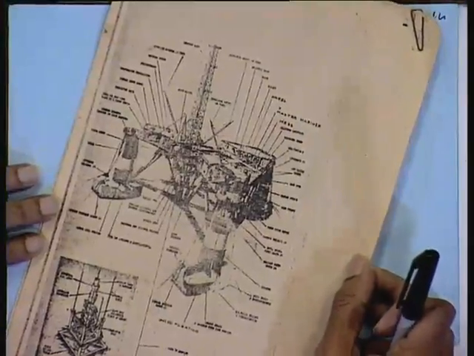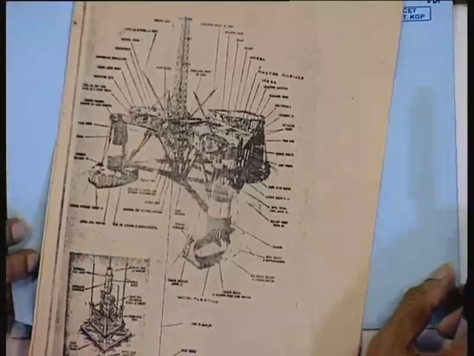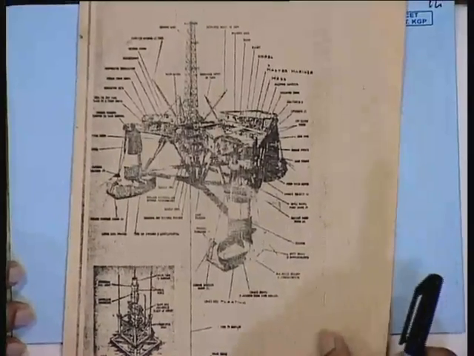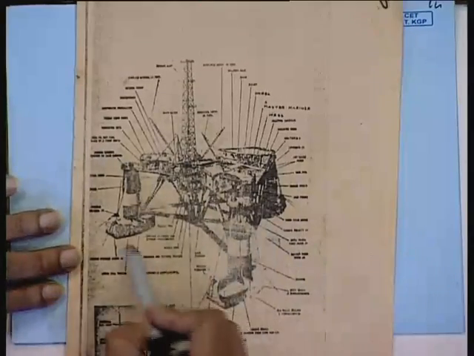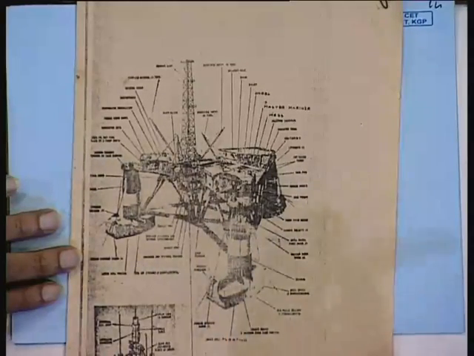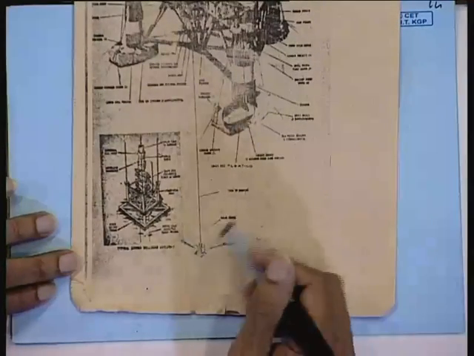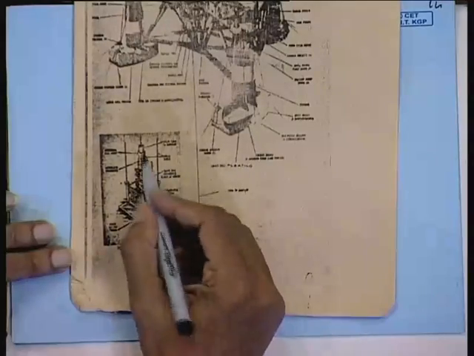Now, in this diagram, you can see that this is a semi-submersible. Of course, the picture has come out very hazy and you can see the truss and the pontoons. Now, what is to be noted is the very small BOP. This is your BOP, that blowout preventer assembly.